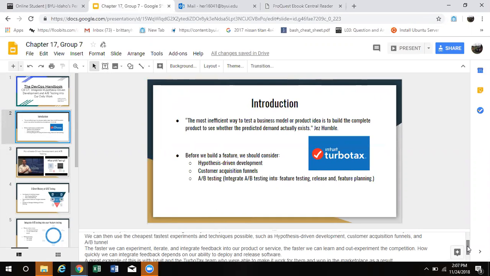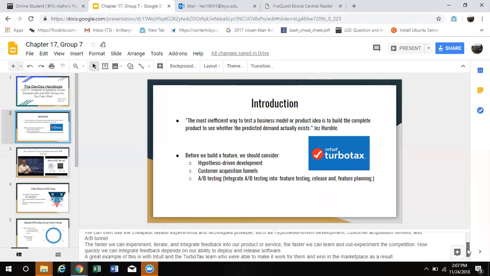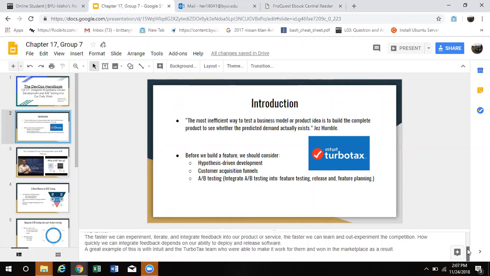The faster we experiment, iterate, and integrate feedback into our product or service, the faster we can learn and out-experiment the competition. How quickly we can integrate feedback depends on our ability to deploy and release software. A great example of this is the Intuit TurboTax team, who were able to make it work for them and won in the marketplace.